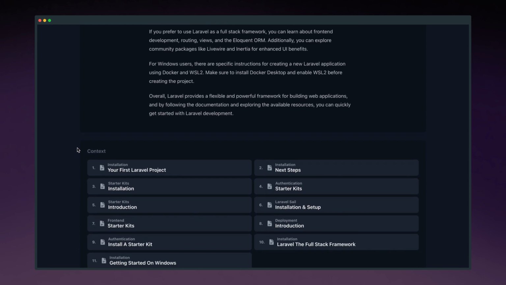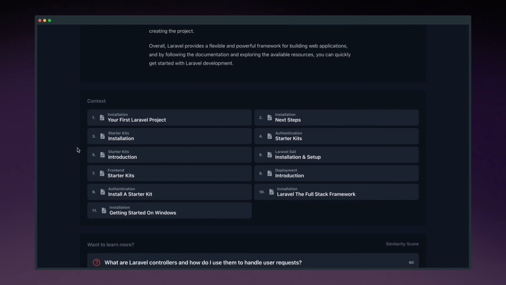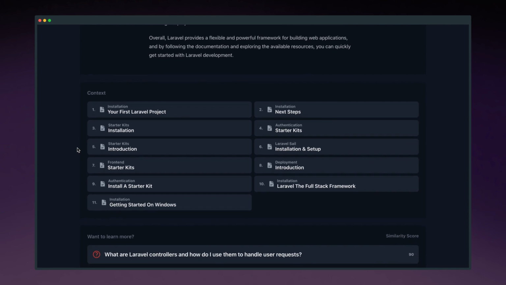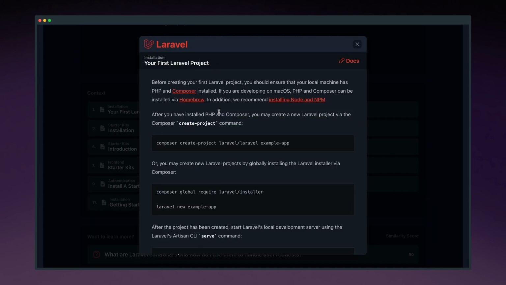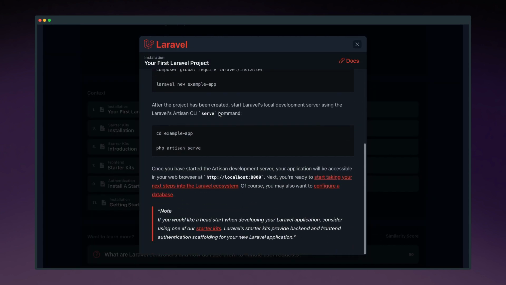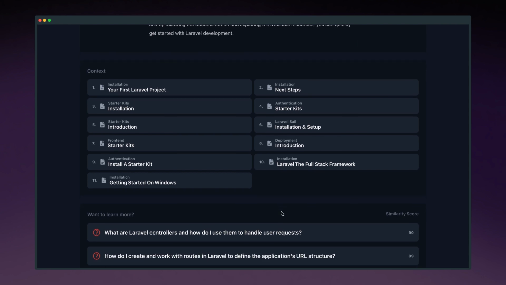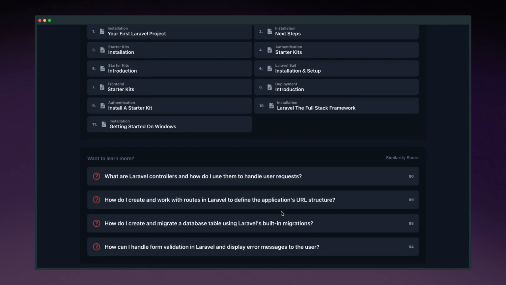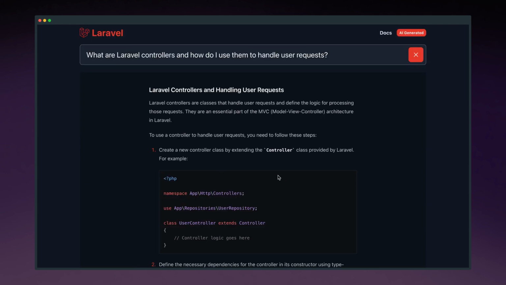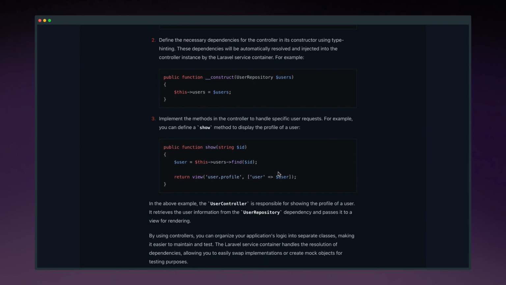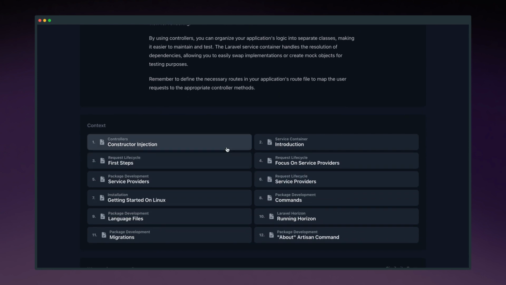We have all the context, which is what we use to generate the answer, and the people can read it just like they were on the Laravel docs. And it's all in order as well. So you can see here that this is ordered because your first Laravel project was most similar to what the vector embedding of the question was, based on similarity scores. We have other questions here that people have asked. What are Laravel controllers and how do I use them? Users can navigate through these questions and see already produced answers and their related citations.